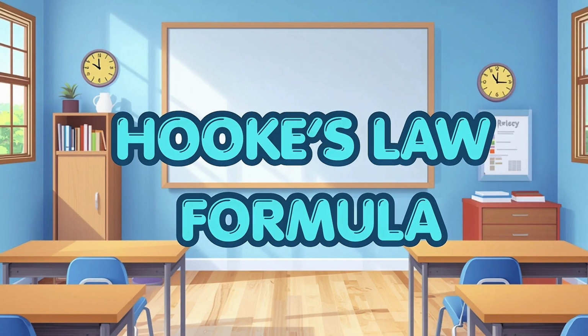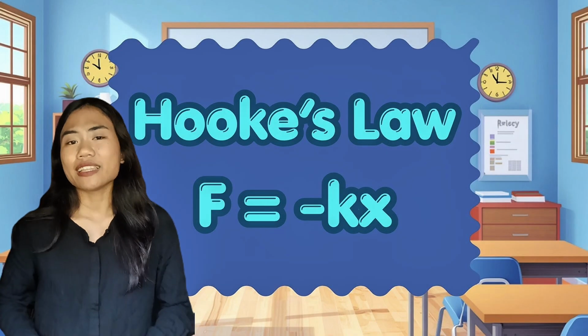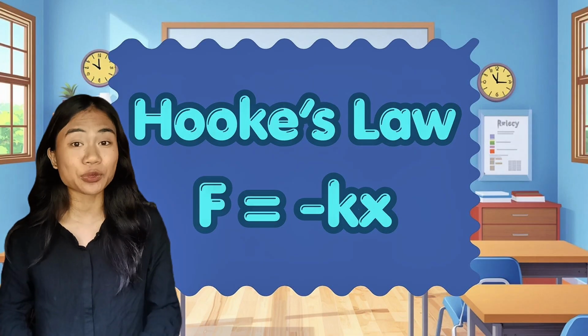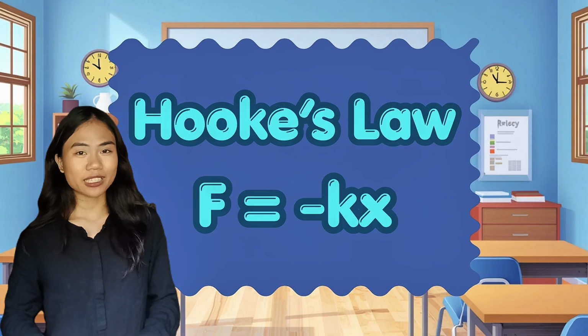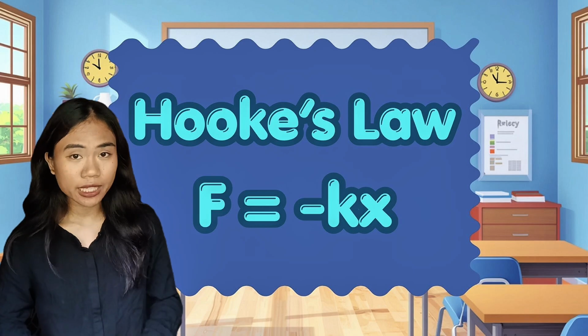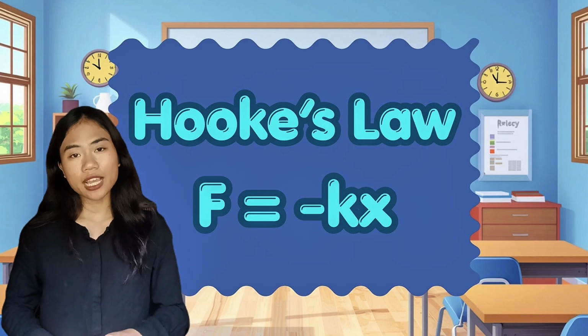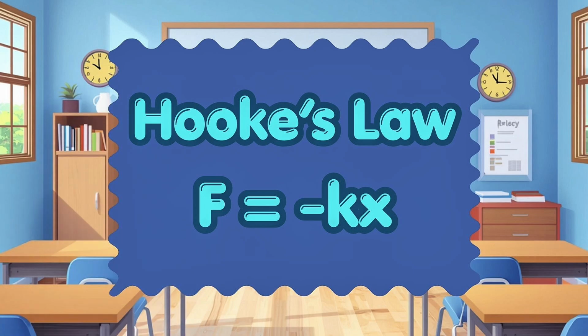Hooke's law formula. Elastic potential energy is actually related to Hooke's law, where Hooke's law states that force is equal to negative kx. The negative sign means the restoring force acts opposite to displacement. This means when an object is stretched, it is naturally pulled back toward its original position. However, Hooke's law only applies within the elastic limit.